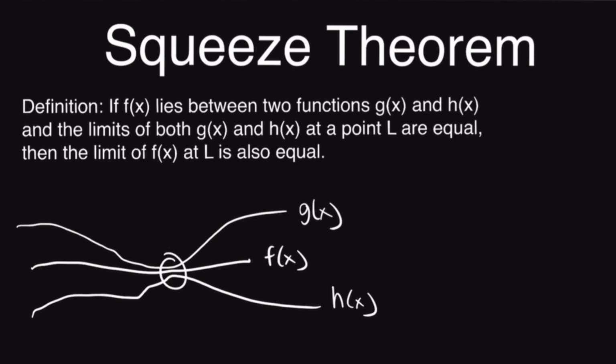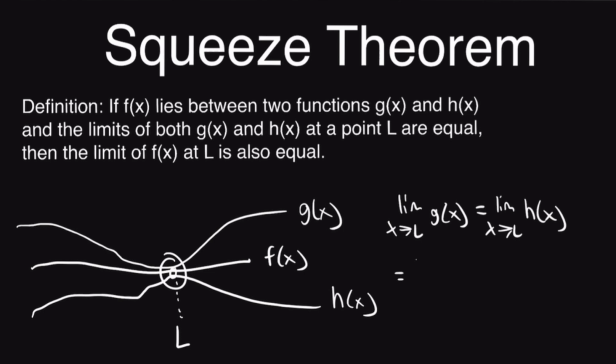And over here, you can see that they appear to be the same, and we'll call this point L. So what the squeeze theorem is basically saying is that if you take the limit as x approaches L of g of x, and it's equal to the limit as x approaches L of h of x, this must mean that it's also equal to the limit as x approaches L of f of x.